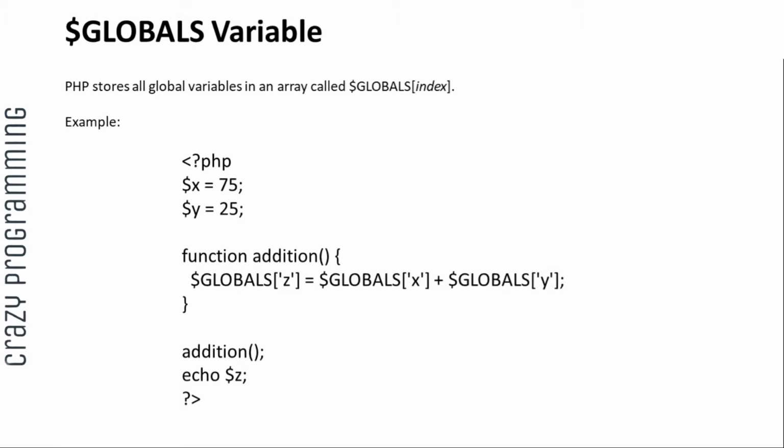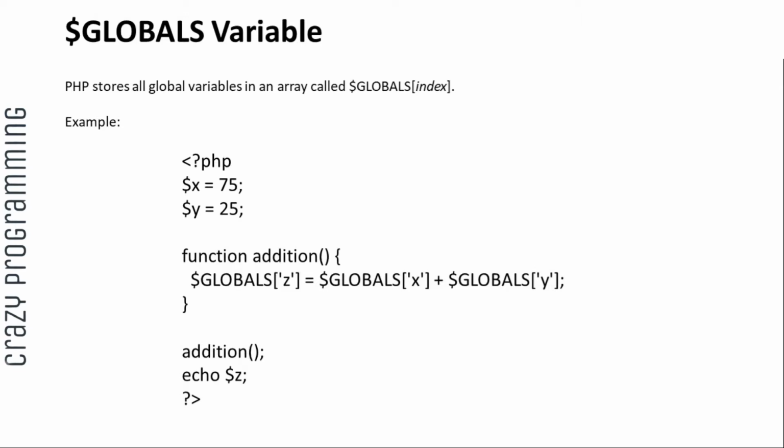First I created two variables with the names x and y. The x value is 75 and the y value is 25. I created a function addition where I will add these two. So I created $GLOBALS['z'] equal to $GLOBALS['x'] plus $GLOBALS['y']. So why am I just writing GLOBALS?